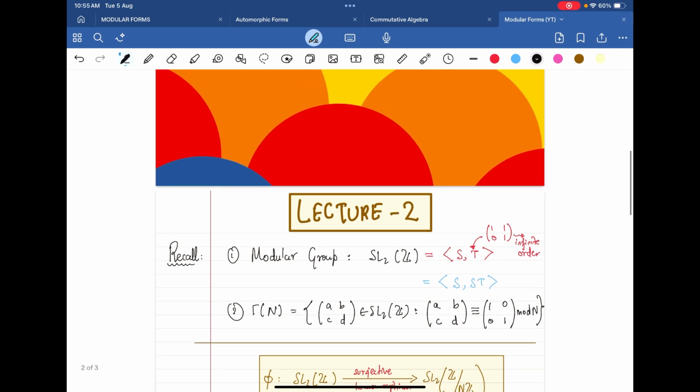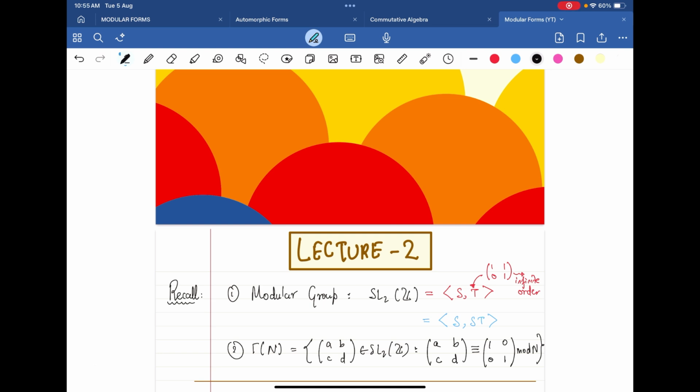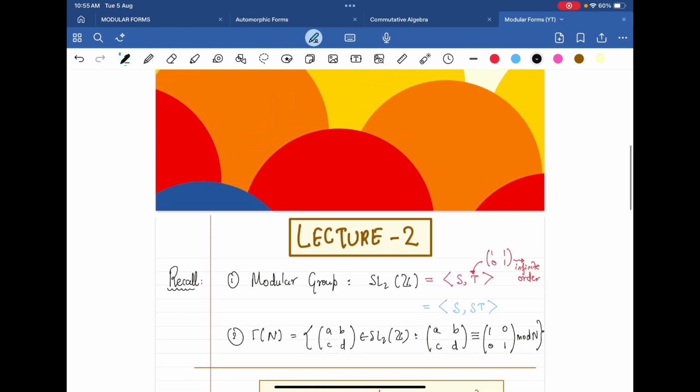Before moving forward, I just want to recall a few things. One is that we discussed what a modular group is and how it can be generated by two elements. We saw earlier that it is generated by a finite order element S and an infinite order element T. And then we also showed that both elements can be of finite order. So here one order is again finite: S has order 4 and ST has order 6.